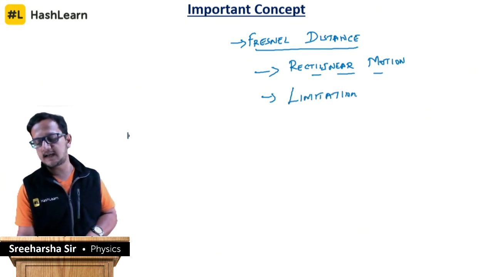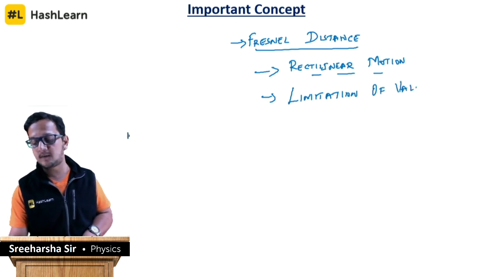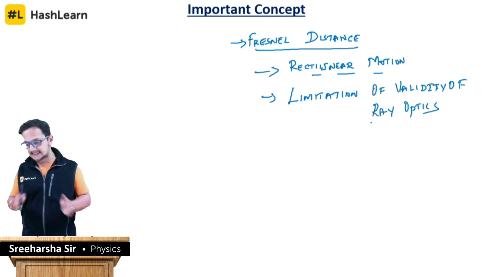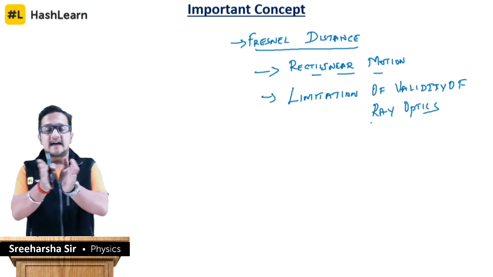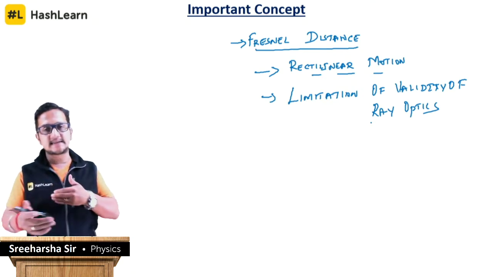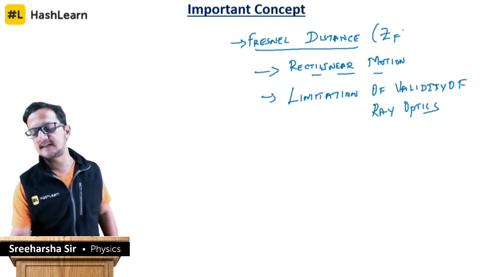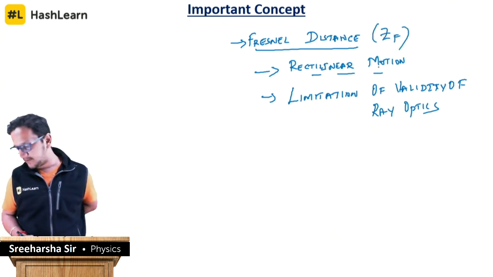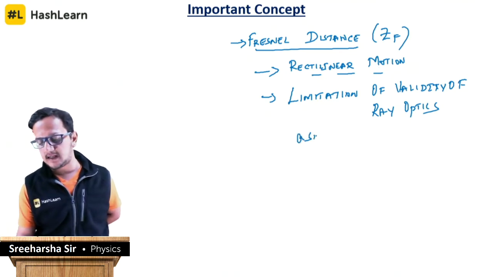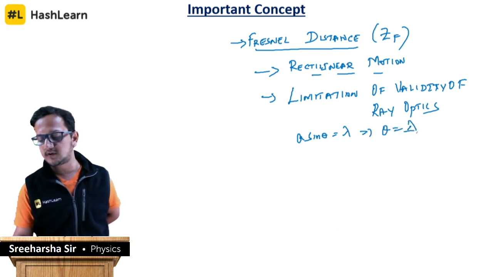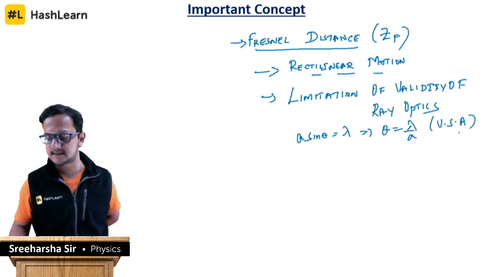This distance is called the limitation of validity of ray optics, which means it is valid only up to that point, beyond which ray optics is not valid. The Fresnel distance is the minimum distance after which the light starts deviating, represented by ZF. We know that a sine theta equals lambda for the first condition of diffraction, it takes a deviation, or from this theta equals lambda by a for very small angles.